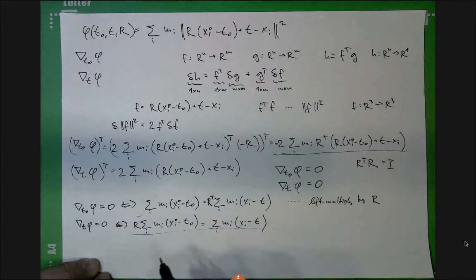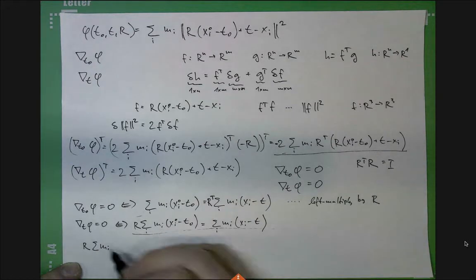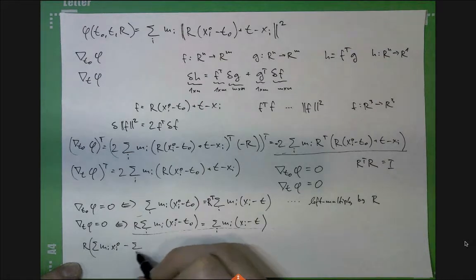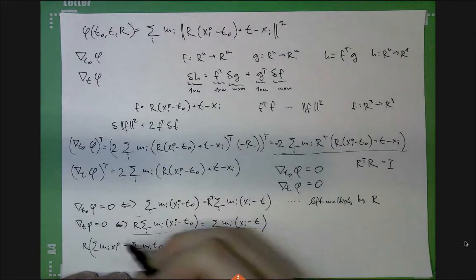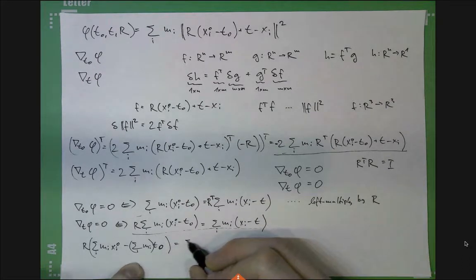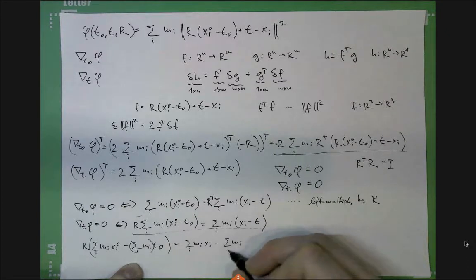So let me try to rewrite it. So let's take this one and rewrite it. So I will get R times sum m_i x_i0 minus sum m_i t0. So the t0 is constant, right? So this sum becomes an independent sum. And this is equal to sum over i m_i x_i minus sum of m_i times t.